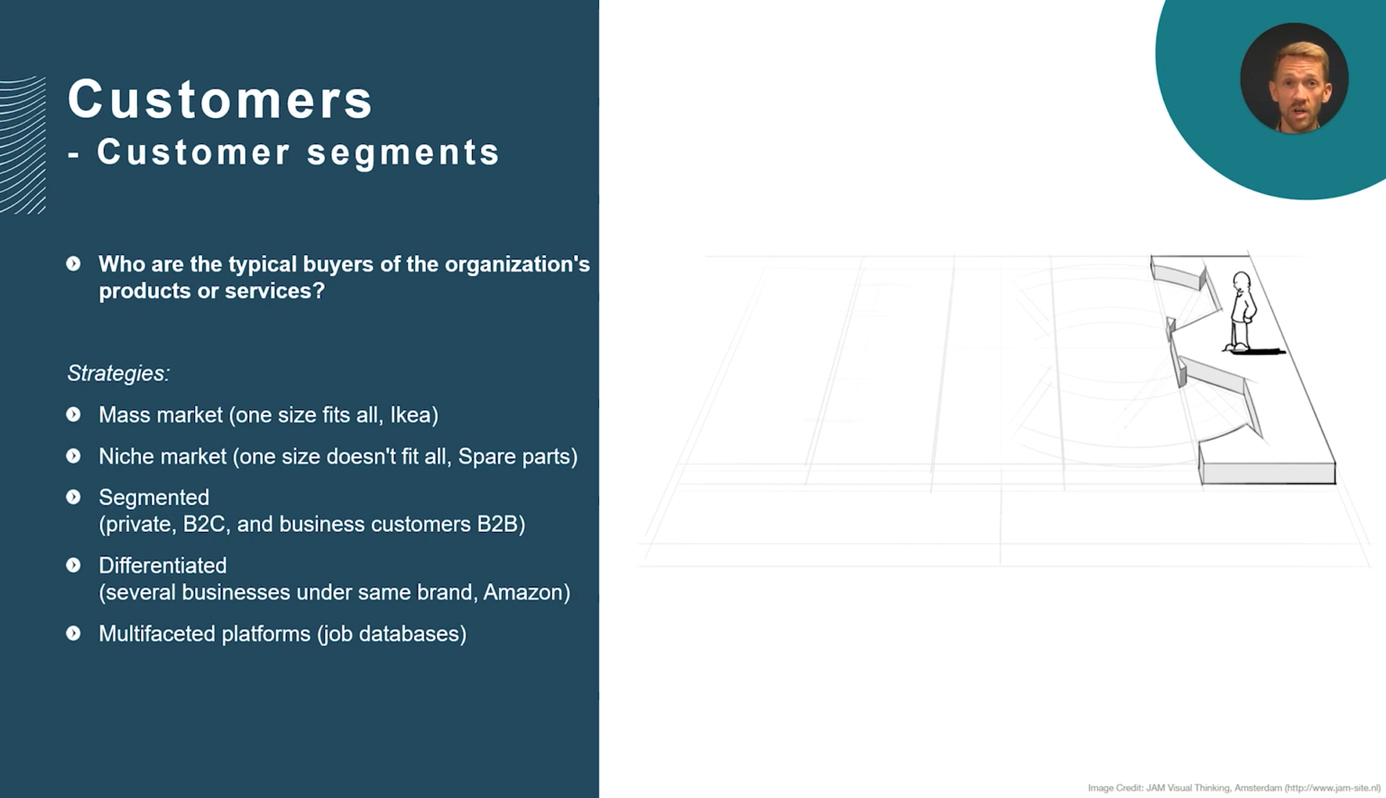You can also have various customer segments. You can have a segmented strategy. This means that you could have, for instance, both private and corporate customers. We know this from the terms B2C and B2B. B2C means business to consumer. So this is the private customers. You sell directly from a business to the consumer.